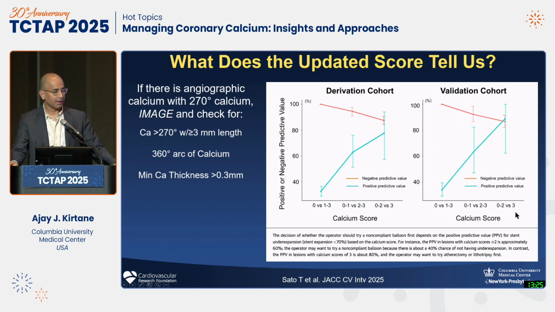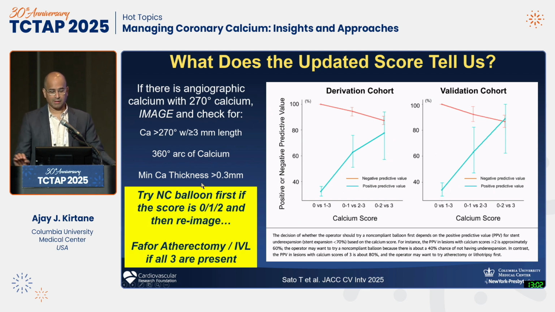And this is a paper that Akiko led with one of the IVUS fellows at CRF, showing us that angiographic calcium is not good enough to detect whether you need to use an atherectomy device or not. And that's what we clearly showed in the ECLIPSE trial. But if you have 270-degree calcium that is 3 millimeters or more in length, or a 360 arc, or calcium thickness greater than 0.3, if you have all three of those things together, then you really need to think about using an atherectomy device or IVL.